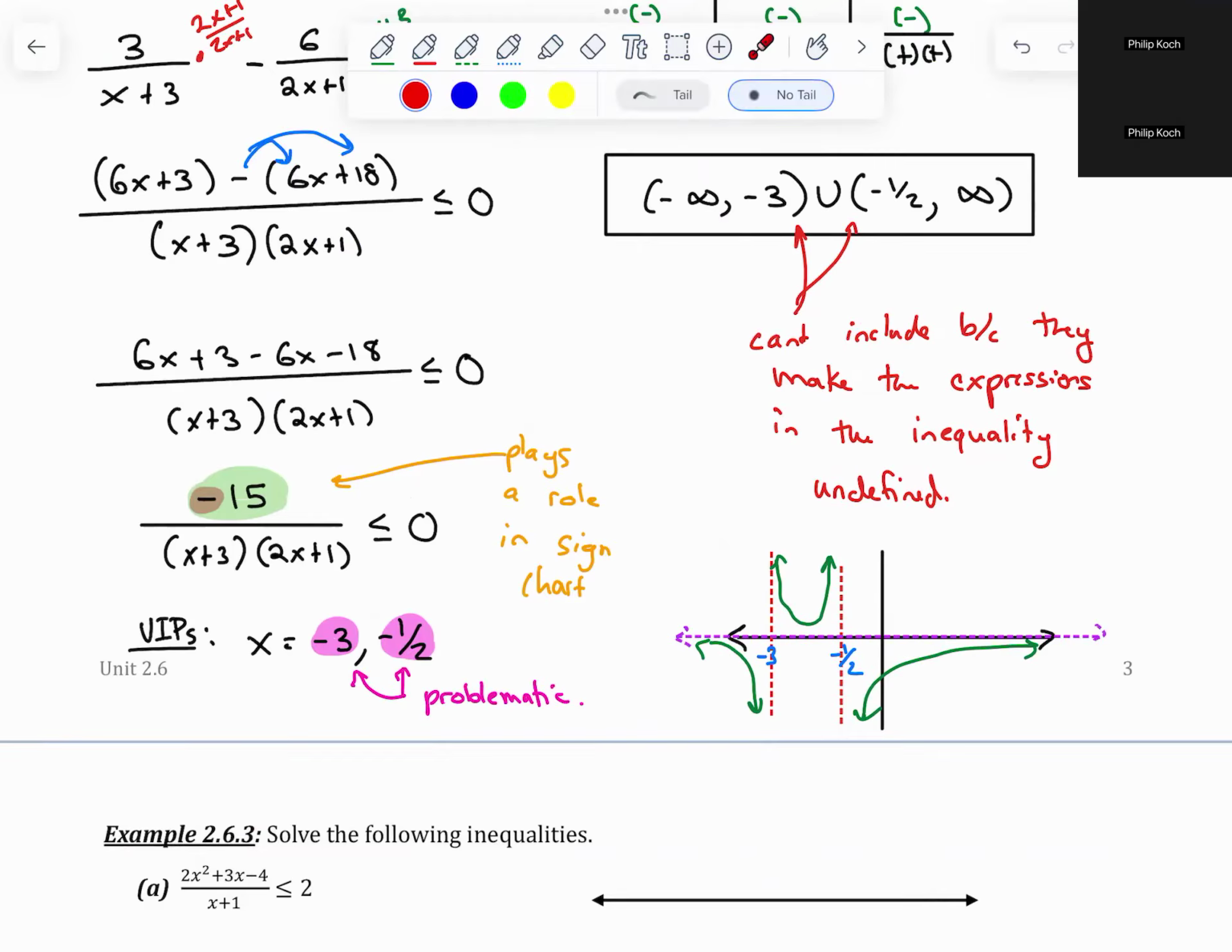This is something we'll talk about in more detail, but this function has no x-intercepts because the numerator is just a constant. So setting the numerator equal to 0 won't give me any x-intercepts. It will have a y-intercept. I don't know what it is, but I can just plug in 0. But it has 2 vertical asymptotes, one at -3, one at -1/2. So that's where I've drawn those. And because the degree of the denominator is 2 and the degree of the numerator is 0, it has a horizontal asymptote at y equals 0.